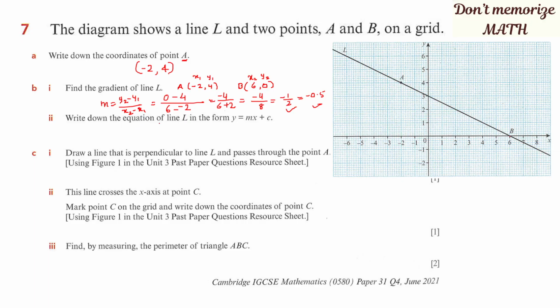Okay, write down the equation of the line L in the form y equals mx plus c. m we already got, minus 0.5. What is c? c is the y-intercept, that means the line and y-axis meeting point. This is c, right? c is 3 here. Okay, c is the y-intercept, that is the line and y-axis meeting point. So this equation will become y equals minus 0.5x plus c. c is 3. Okay, draw a line that is perpendicular to line L and passes through the point A.